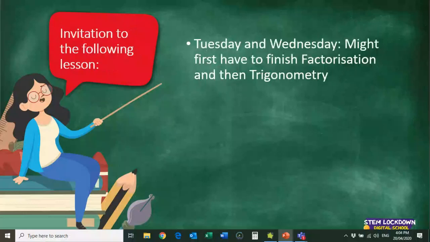And then tomorrow and Wednesday, Wednesday will definitely be going to trig. But on Tuesday, which is tomorrow, we might just have to end with factorization. We'll just quickly finish that up and then move over to trig.